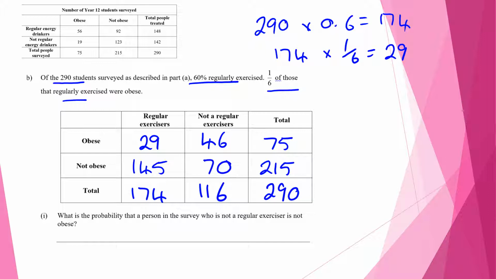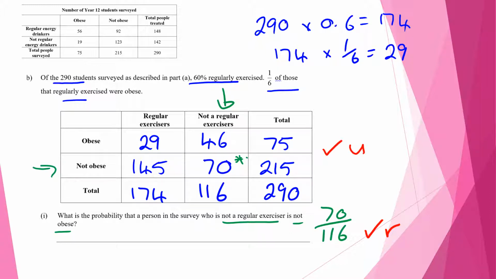Okay, so then answering the question that's asked: what is the probability that a person in the survey who is not a regular exerciser is not obese? So not obese, not regular exerciser. So 70 out of the 116 who were not regular exercisers. So this gives us a merit answer in total. If you completed the table but did not do the probability, you would get achieved.